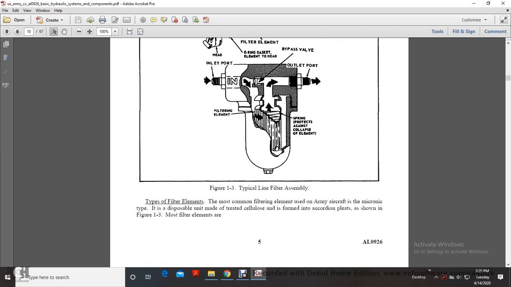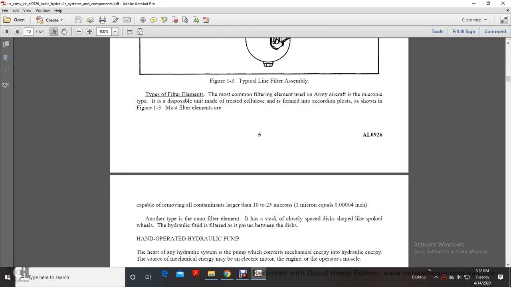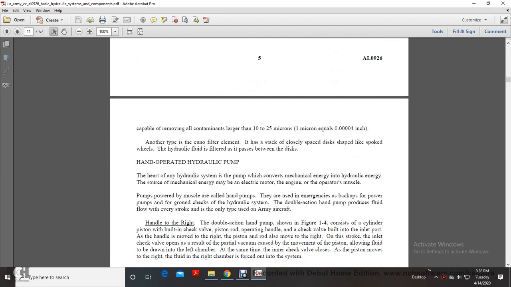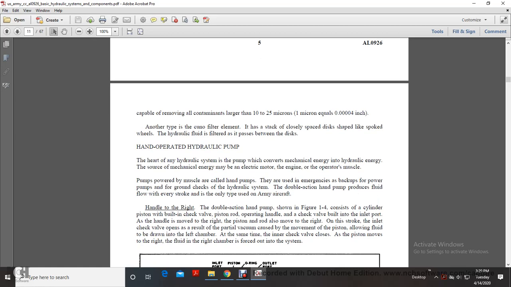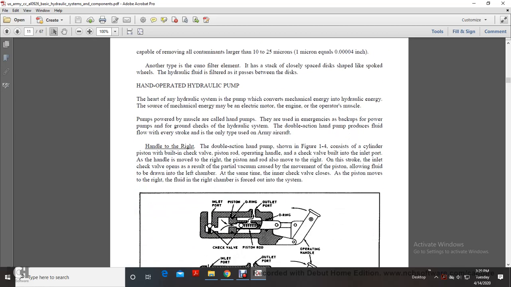Types of filter elements. The most common filter element used in Army aircraft is the micronic type. The disposable unit may be treated cellulose formed in accordion pleats as shown in figure 1-3. Most filter elements are capable of removing contaminants larger than 20 to 25 microns, or about 4/1000ths of an inch. Another type is the cuno filter, which has stacked, closely spaced discs shaped like spoked wheels. The hydraulic fluid enters and passes between the discs.